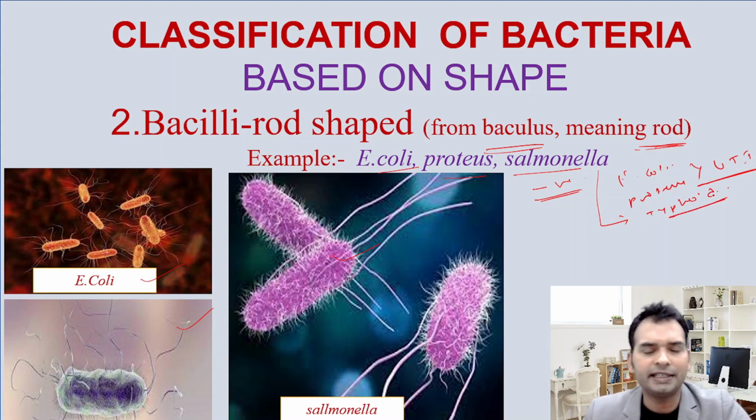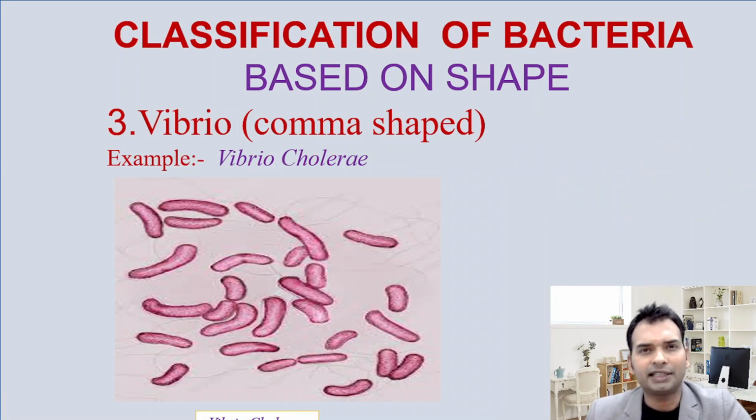In short, bacilli means rod in shape, and here I have taken the examples of E. coli, Proteus, and Salmonella. They are all gram-negative bacteria. E. coli and Proteus produce urinary tract infection, and Salmonella produces what? Typhoid fever. The third classification is Vibrio, and Vibrio means comma in shape, like this type of shape.